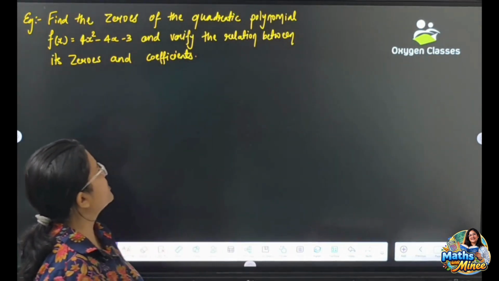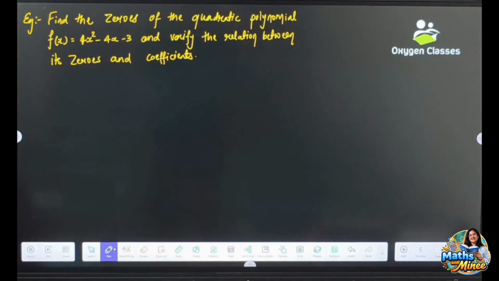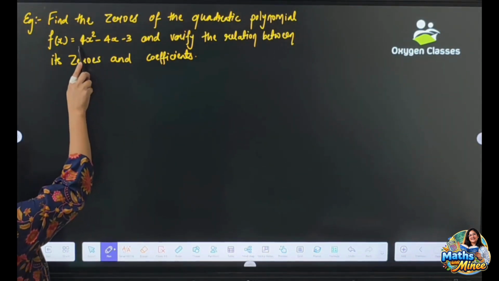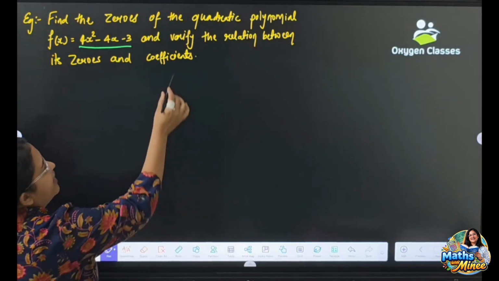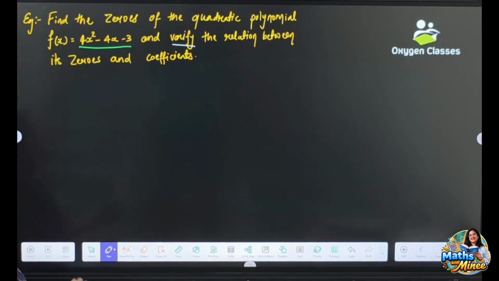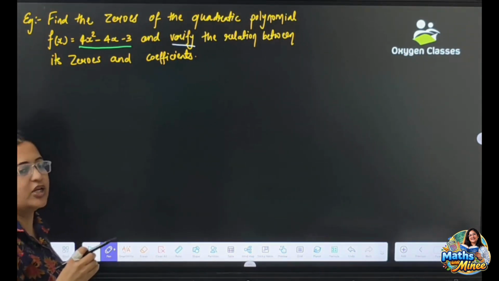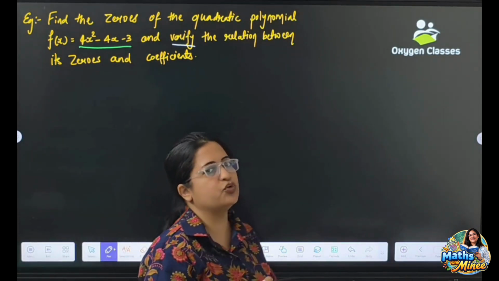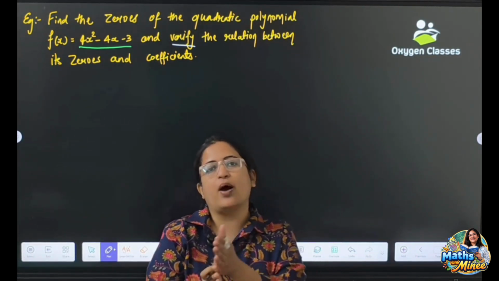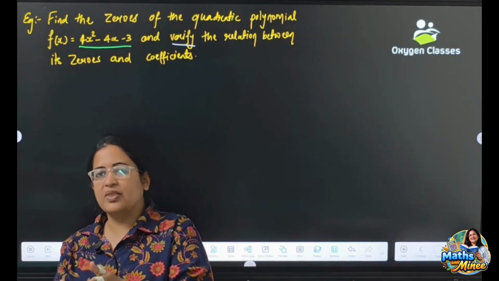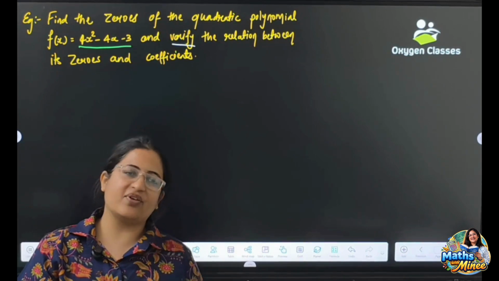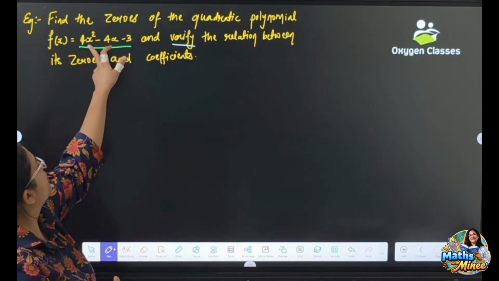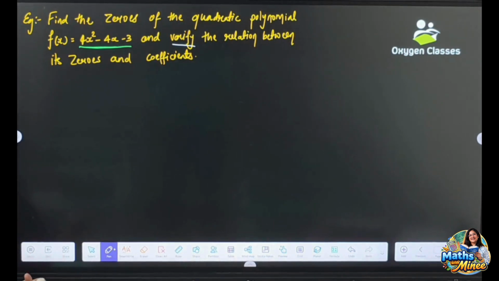Here we have some examples. For example, you are given: find the zeros of the quadratic polynomial f(x) = 4x² - 4x - 3. The additional question given is to verify the relation between the zeros and the coefficients. As I have told you, once you get the zeros, you need to identify whether the sum and the product of the zeros can be found directly by using the coefficients of the equation.